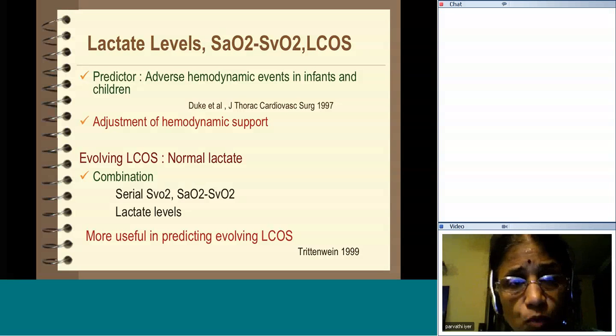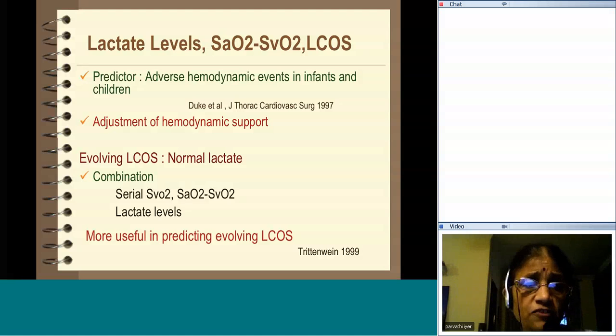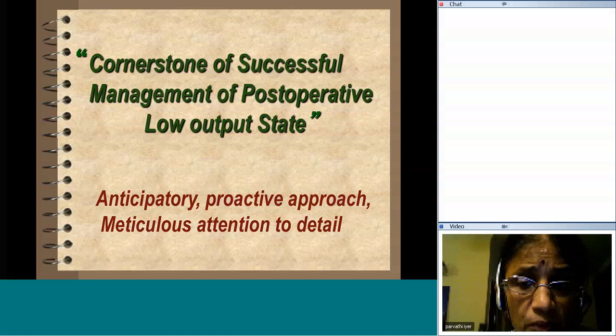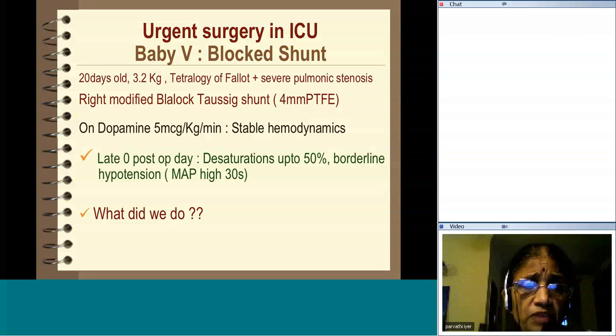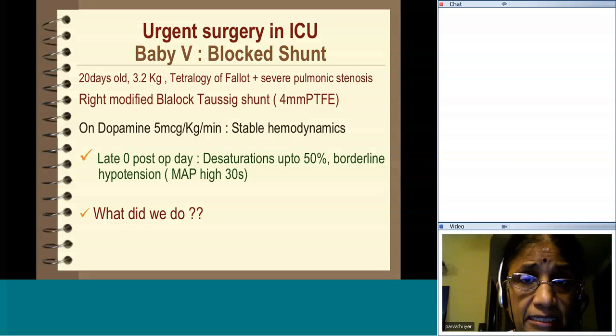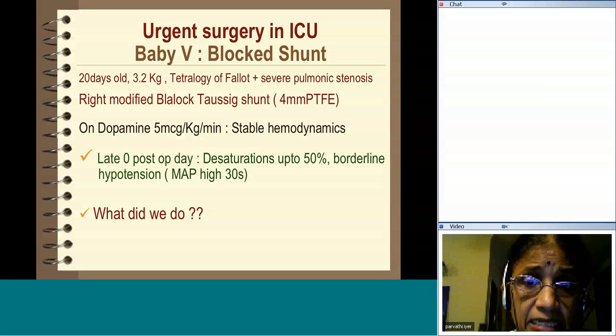Now the rest of my presentation is going to focus on some surgical modalities of intervention to improve the low cardiac output state. This is a baby who underwent a Fallot modified shunt: a 20-day-old neonate with tetralogy and severe pulmonary stenosis, who had stable hemodynamics. Late on post-op day 0, the baby suddenly desaturates and develops borderline hypotension with mean arterial pressure only in the high 30s.